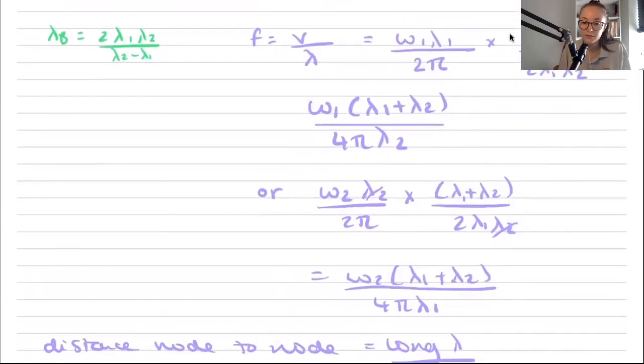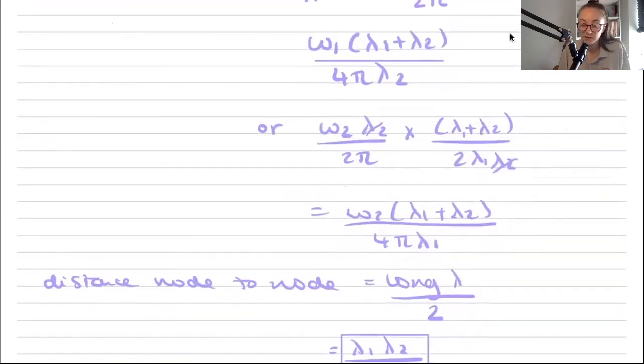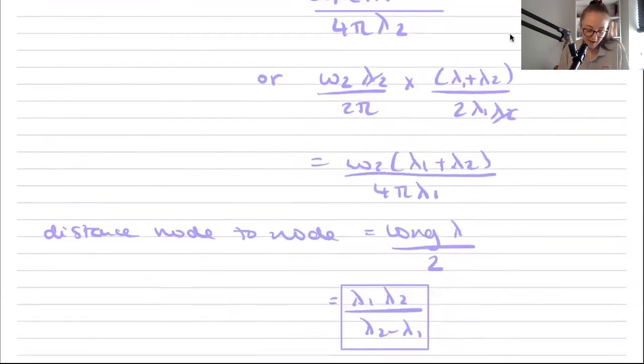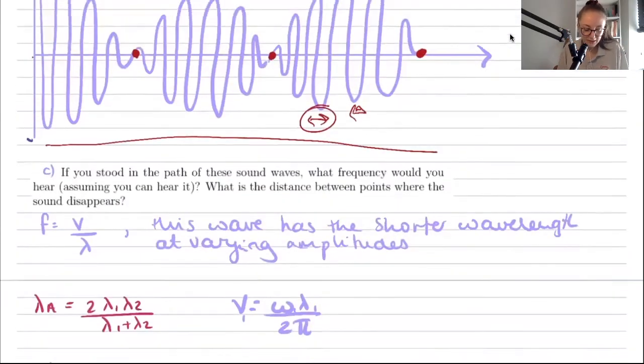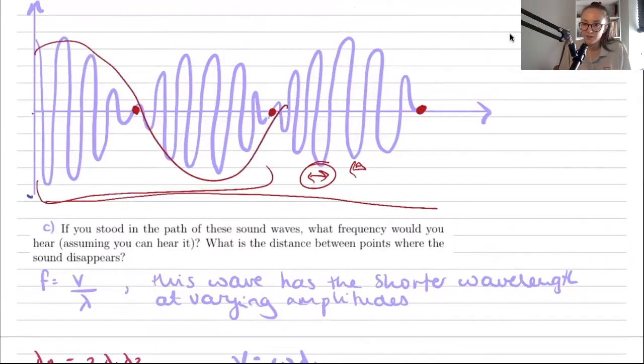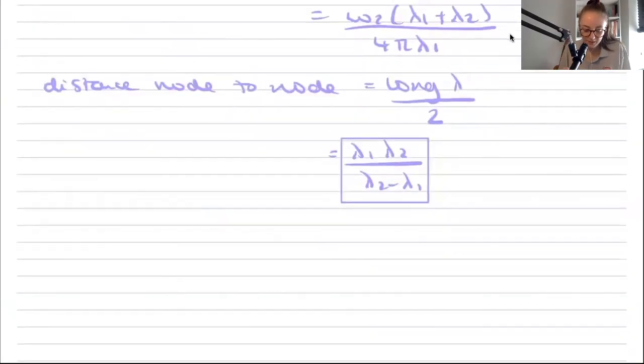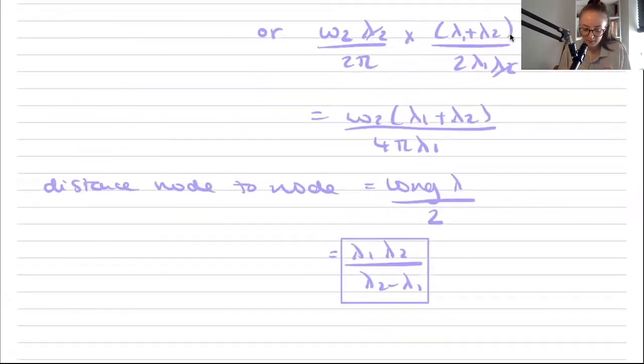And there are two options of speed that we can choose here. I'm not really sure which one is correct. I think both are right, to be honest. And then the distance between the nodes would be this longer wavelength divided by 2, because that would be how far the nodes are apart from each other. We end up with these answers.